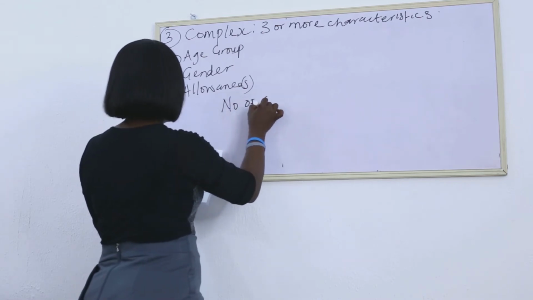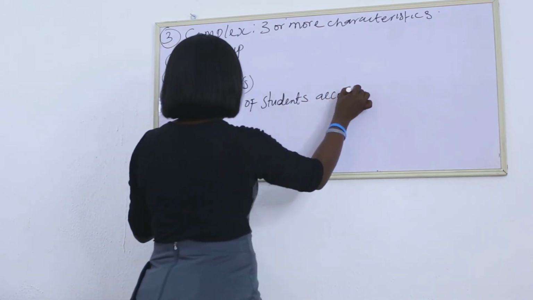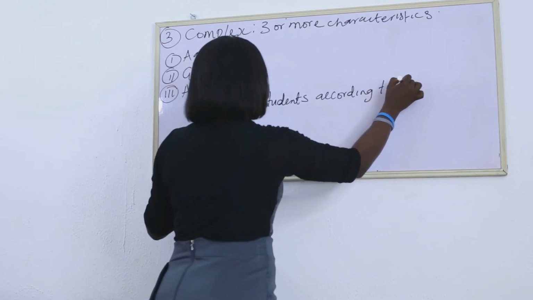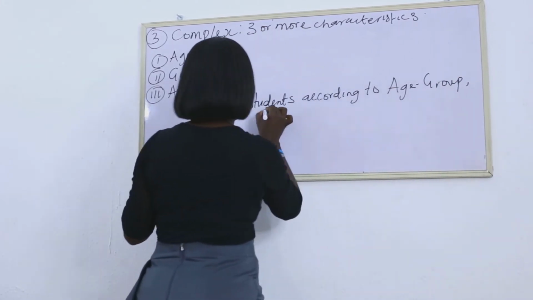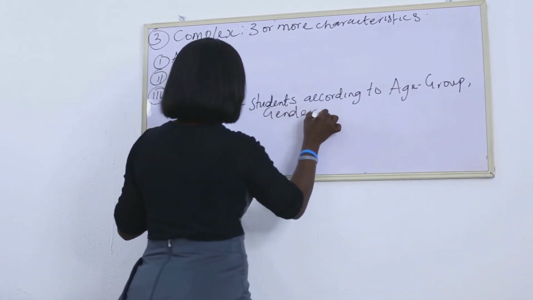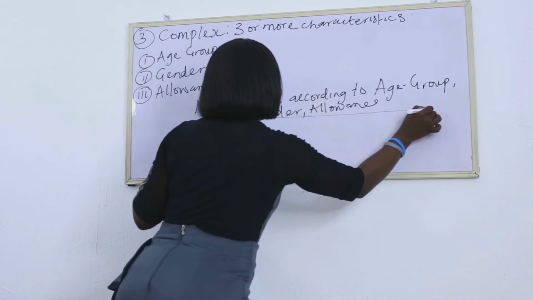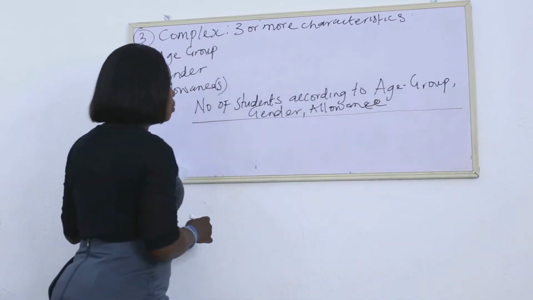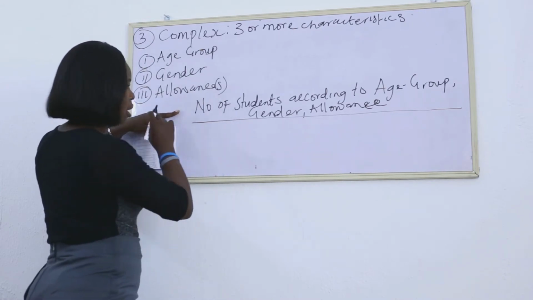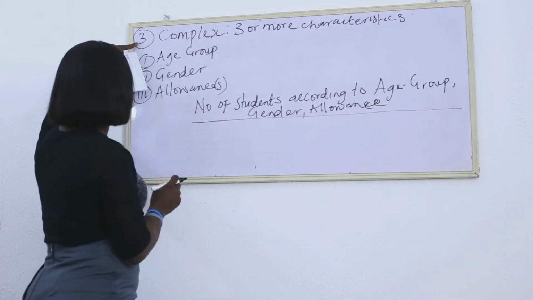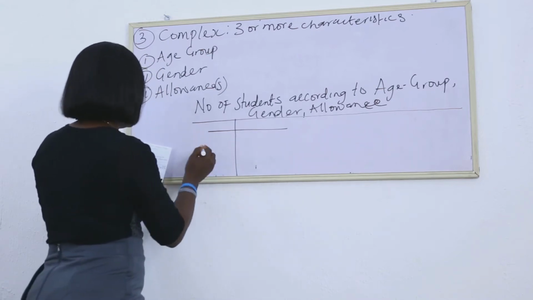Number of students according to their age group, gender and allowance. That's the title of the table. Don't forget, when we are talking about parts of a table, we said each table must be given a reasonable title, and must also have a number attached. This is table 3. So we are looking at 3 characteristics to be represented on this table.